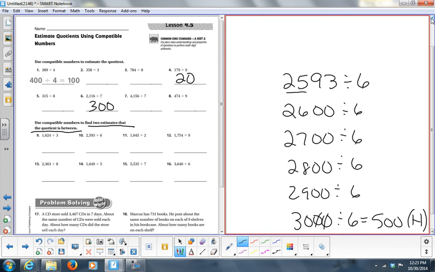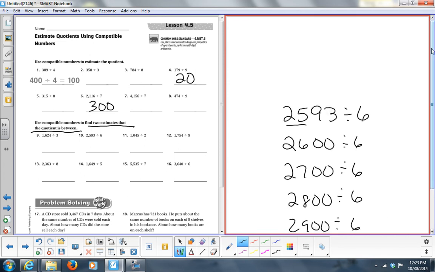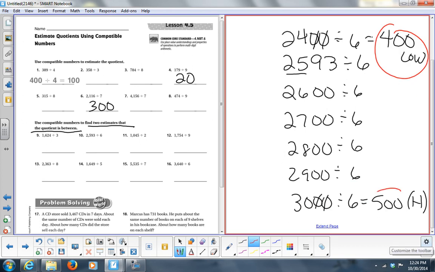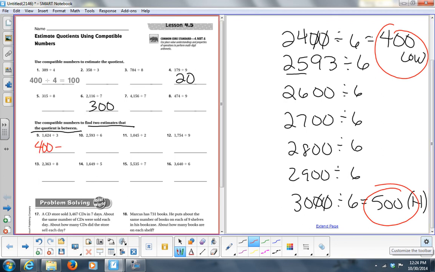Bless you. Thank you, Miss Shirley. Okay, so I'm going to 24. Yes. 6 times 4 equals 24. Thank you. 6 times 4 is 24. But it says use compatible numbers. Okay, so my answer then is between 400 and 500.